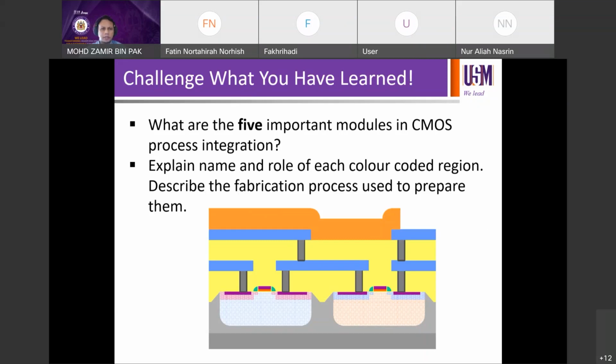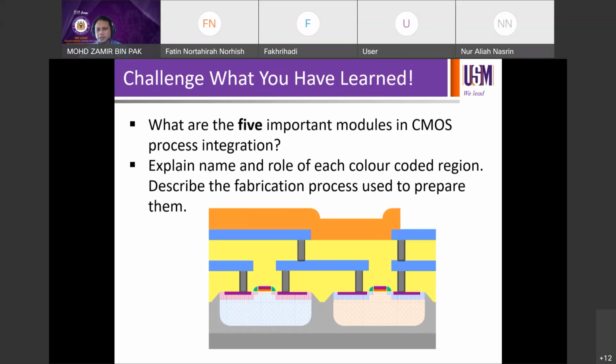Right, so this page challenges what you've learned. Let's go to the first one. I don't want to go to the second one because we covered this one during our last class. So what are the 5 important modules in CMOS process integration? So what are the 5?